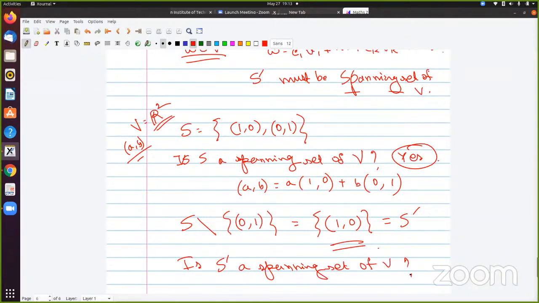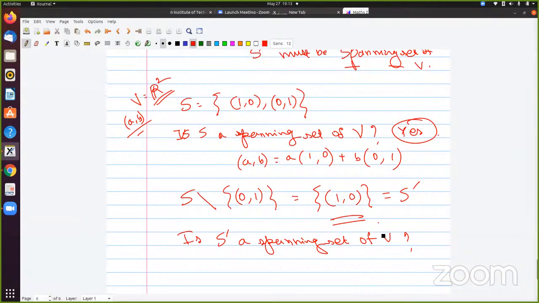Why? Because it's not complete. Any combination of that can only give you an element where the second element will be 0. Tell me one element which cannot be generated by this element? The b part cannot be generated. If you take 1 comma 7, it cannot be generated by this, right? So if b is non-zero, basically any element which is not on the x-axis, that cannot be generated by this.